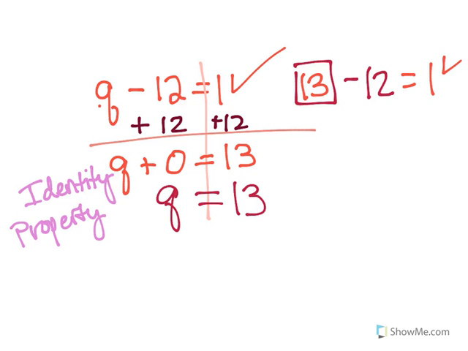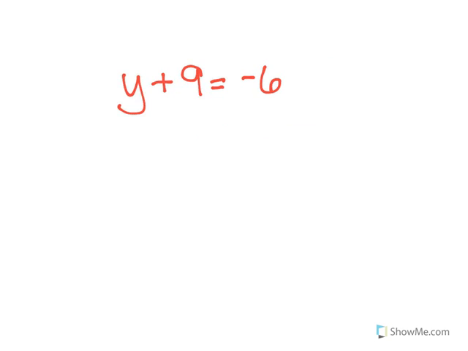Now let's do another problem. Okay, we have y plus 9 equals negative 6. So I'm going to go ahead and draw that line through the equal sign. And I look at the variable and what's being done. It's being added 9. We're adding 9 to it. So to undo that, we have to subtract 9 from both sides.